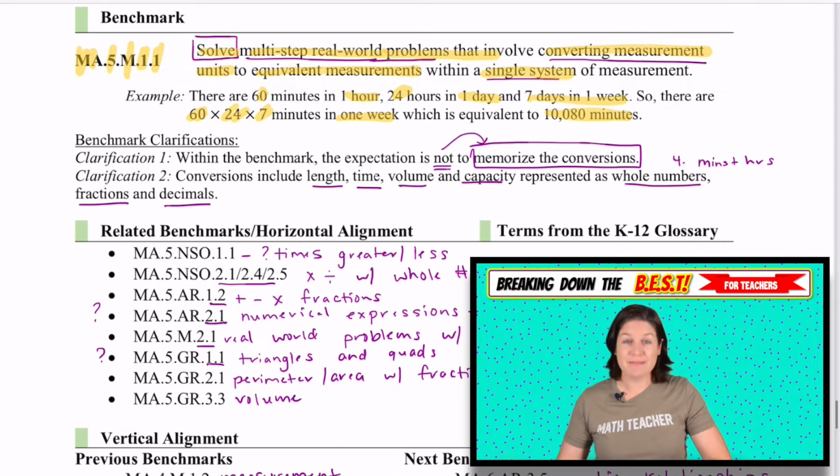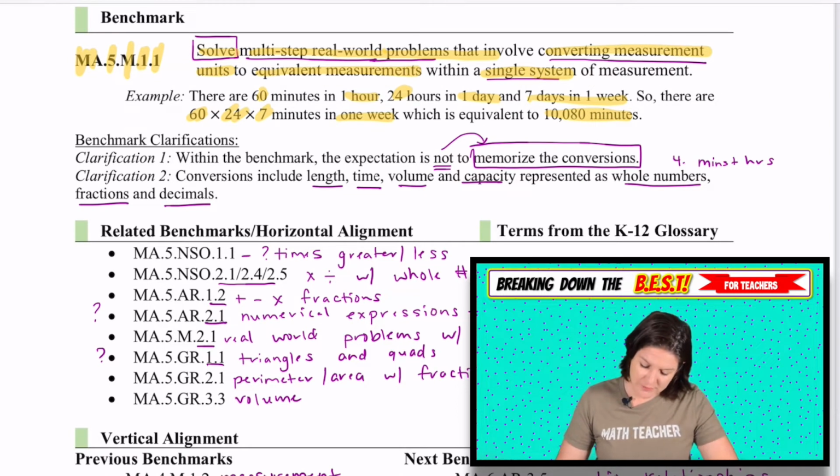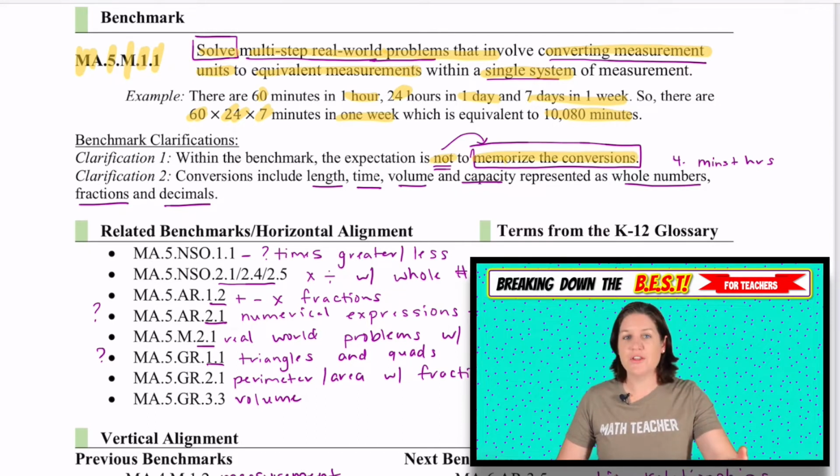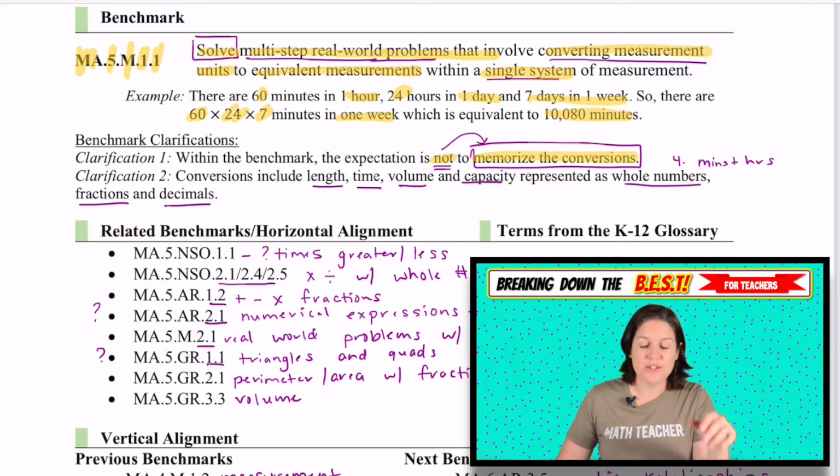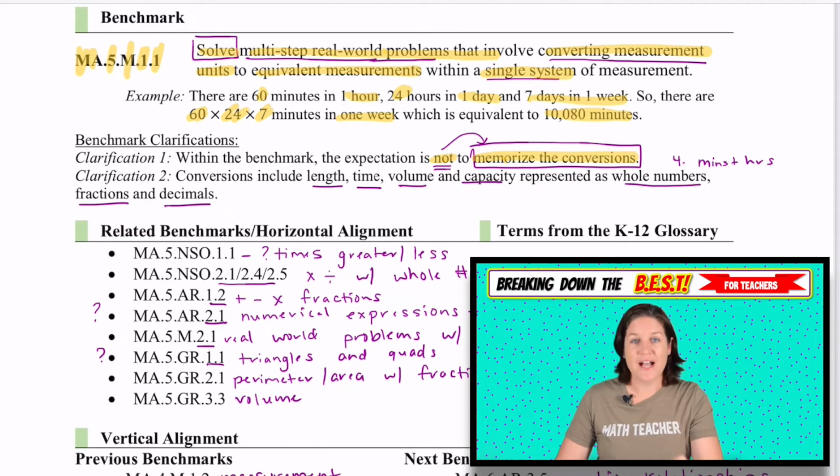All right, so let's take a look at the benchmark clarifications. It says within the benchmark, the expectation is not to memorize the conversions. In other words, just like in the Common Core standards, students should be provided with a conversion sheet, a reference sheet of some kind when they're going over this. Now, a lot of the Taking on the B.E.S.T video lessons provide that, but make sure that you also have them just in case, that you always have a reference sheet for them to access.